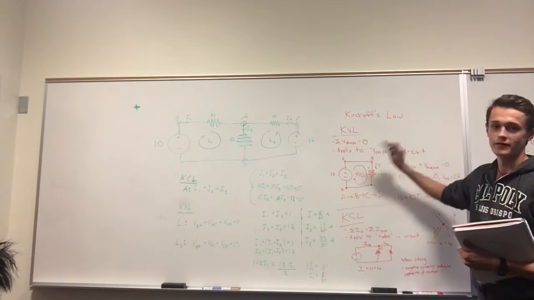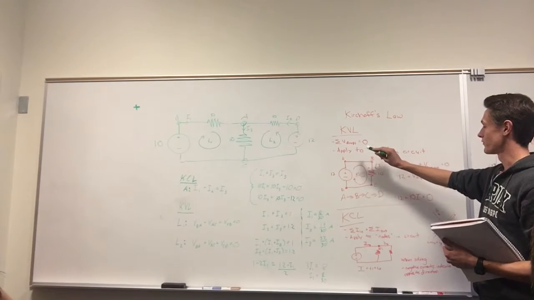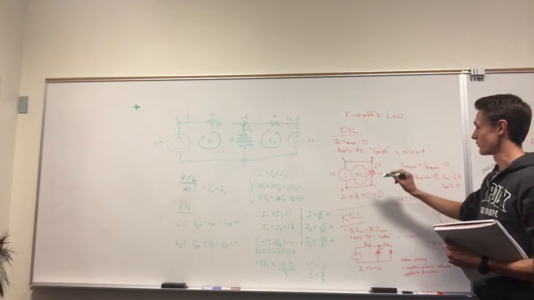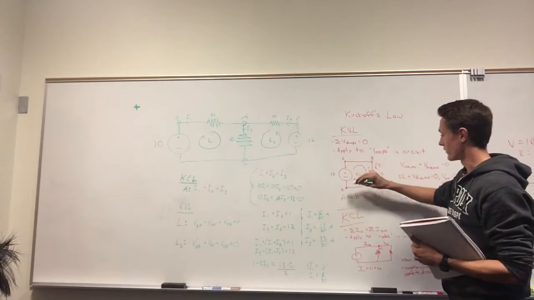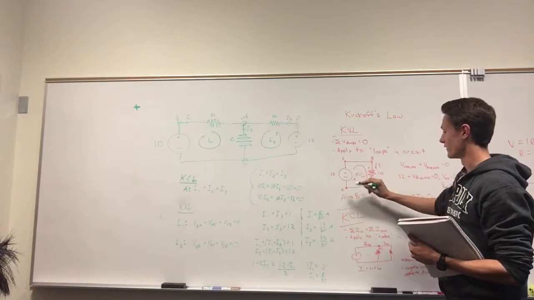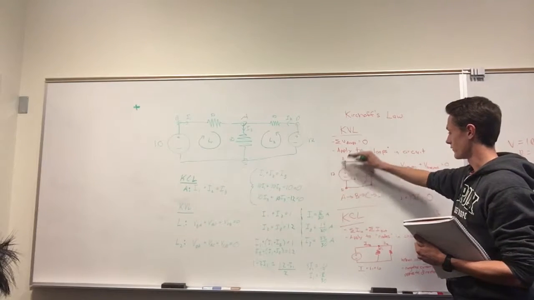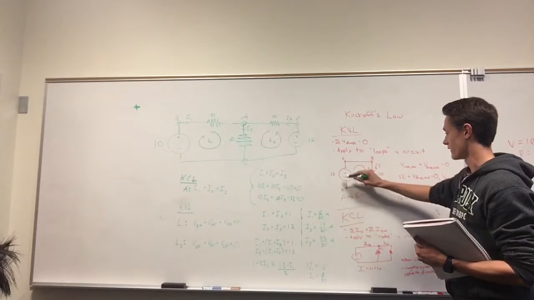Kirchhoff's voltage law states that the sum of voltage drops across a closed loop is equal to 0. So this applies for a closed loop in a circuit, so from the positive terminal of a power source to the negative terminal.